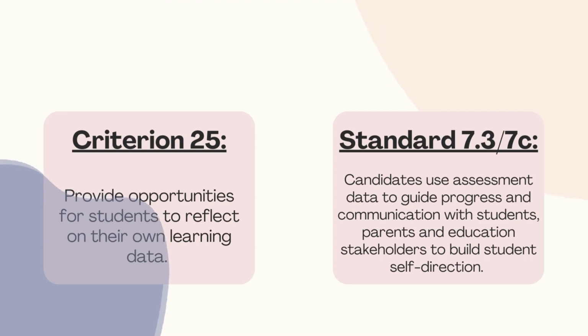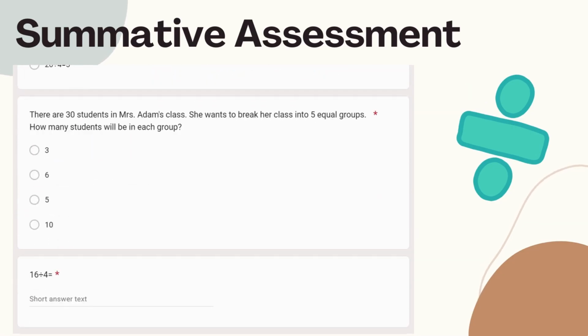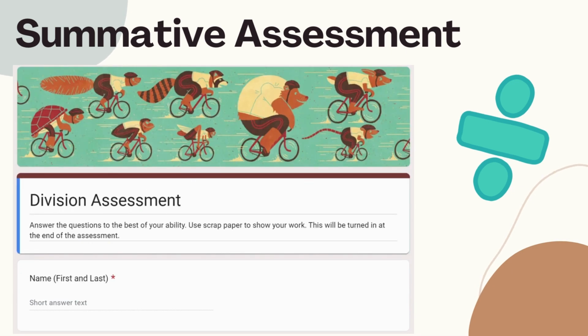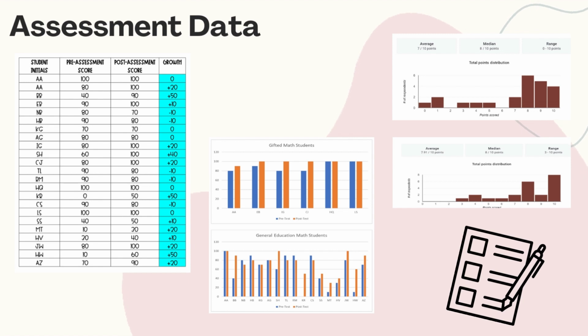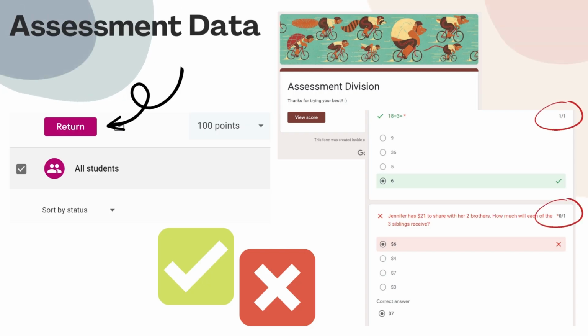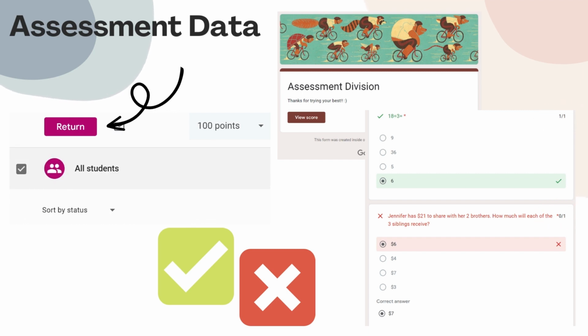I administered a summative assessment for Mathematics Multiplication and Division Unit 2 in my third grade class. By using Google Forms, I had immediate access to student results and the ability to review learning data by individual students and by assessment question. Using a digital platform for the assessment allowed me to share the results quickly with students and parents.